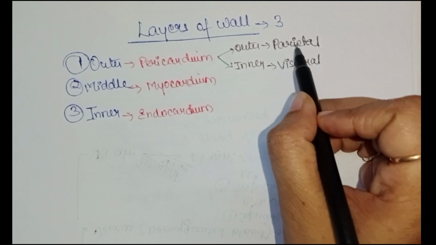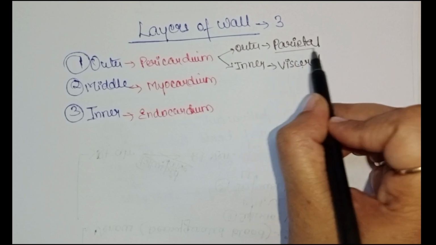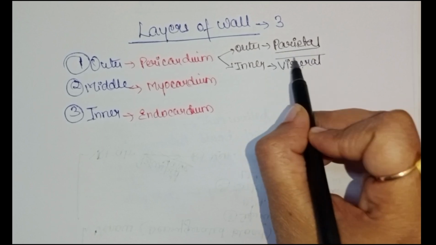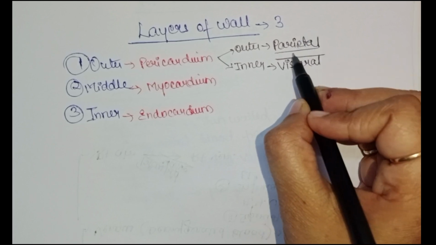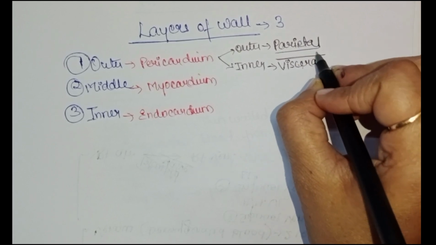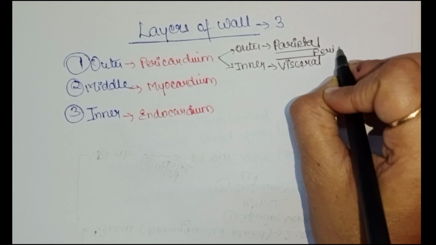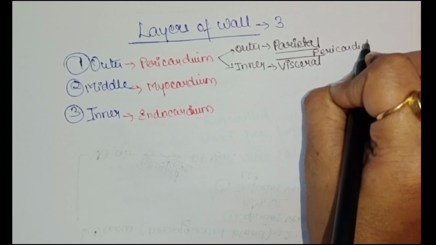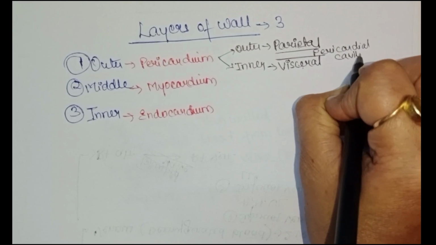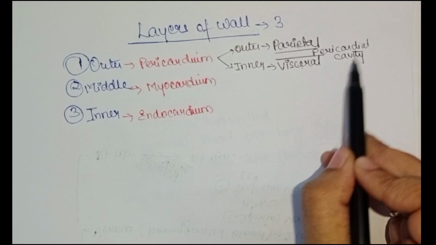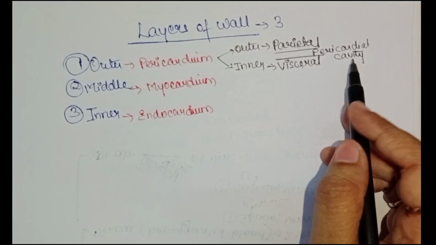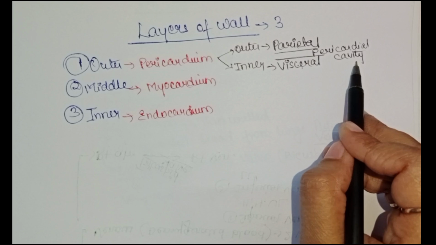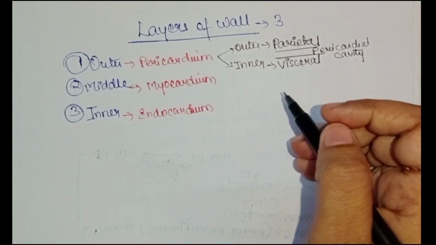of fluid. The space between the parietal and the visceral pericardium is called the pericardial cavity. And this space is filled with a thin layer of fluid.